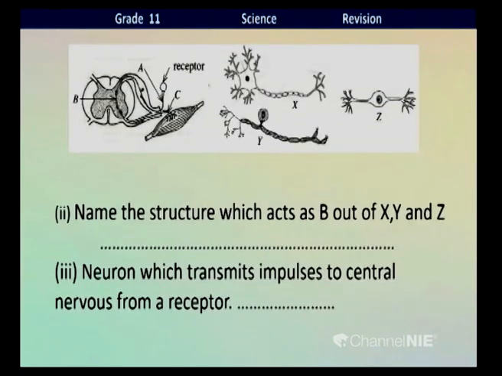Next question. Name the structure which acts as B out of X, Y, Z. Here, children, where is B? B is there in the reflex arc given in the corner, right? Just observe carefully the reflex arc. There are 3 neurons given as A, B, C. Neuron A is starting from the receptor.